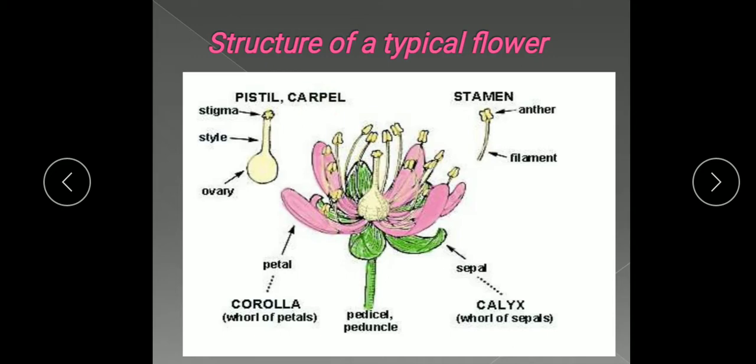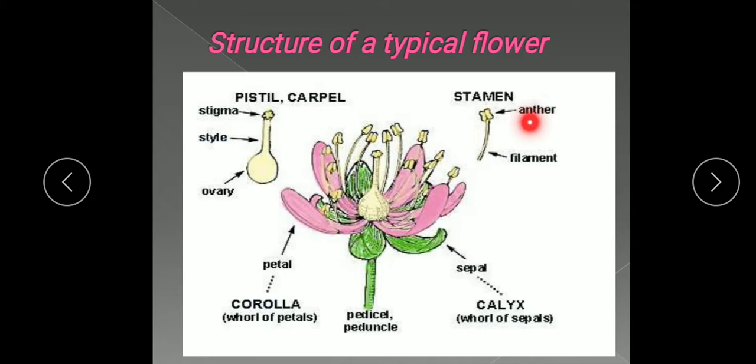Now what are the parts of the androecium? The androecium consists of one or more stamens, and this is the male reproductive part. And what does a stamen consist of? A stamen consists of two parts: the proximal sterile part, which is known as the filament, and the distal fertile part, which is known as the anther. The anther is the part where the male gametes, the pollen grains, are produced.